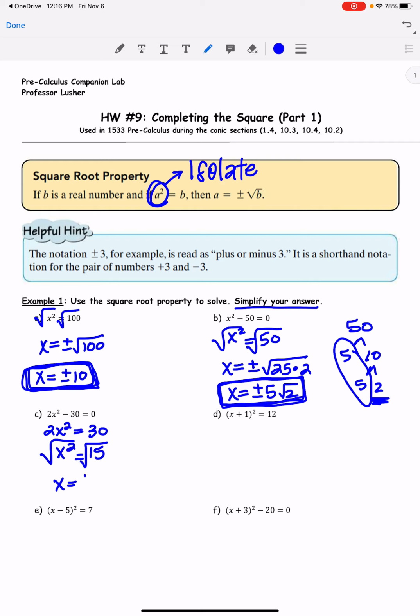And I get x equals plus or minus the square root of 15. 15 is only 5 and 3. That's the only way to break it down. So we don't have a pair of anything. And so this stays as plus or minus square root 15.